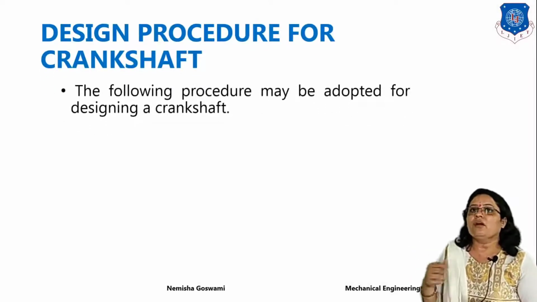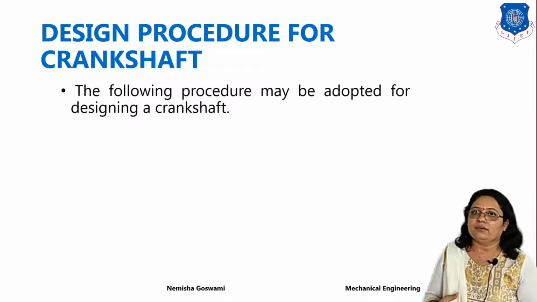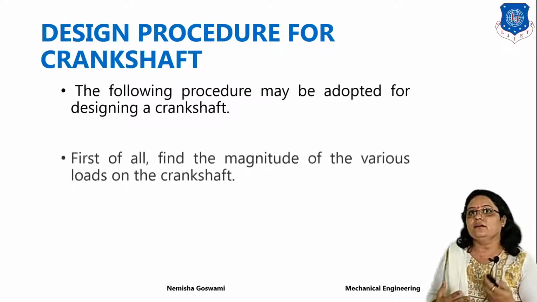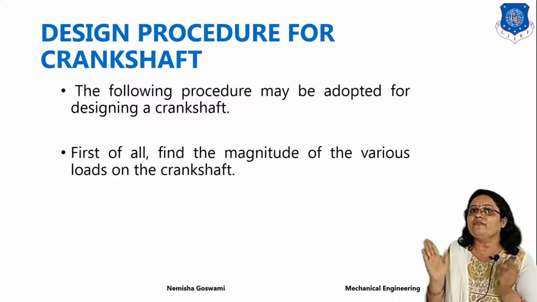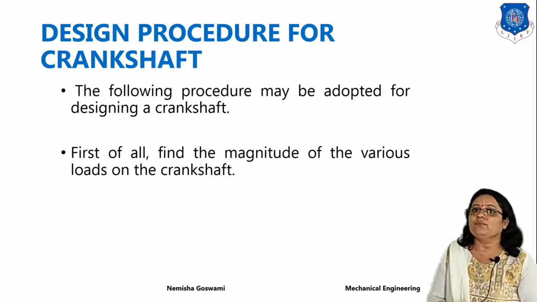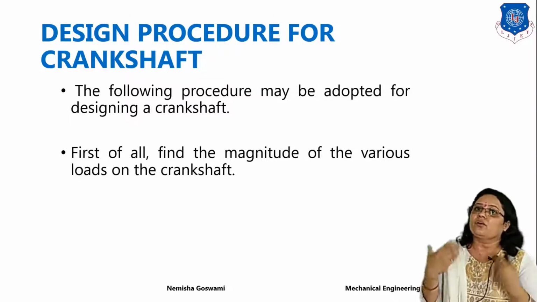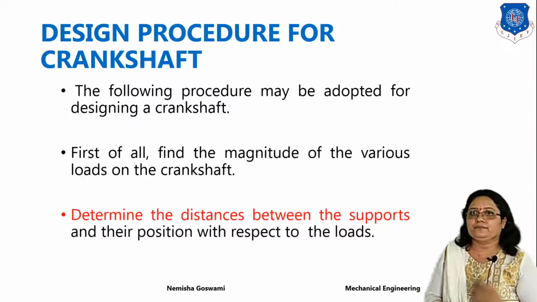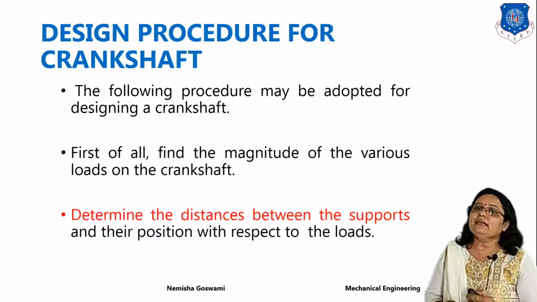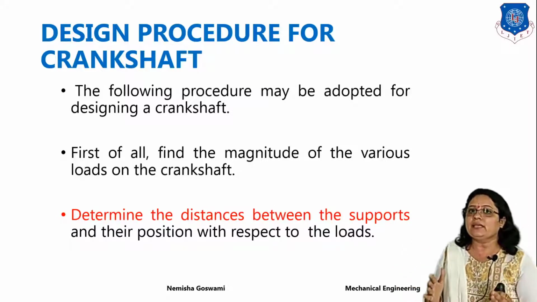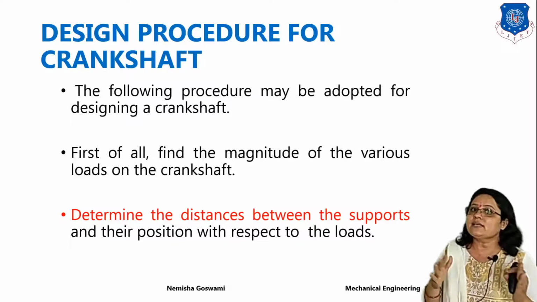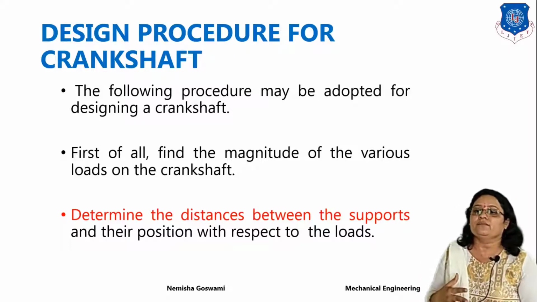Now, what is the design procedure for the crankshaft? First of all, we have to find out the various magnitudes of the forces or loads acting on the crankshaft. This is the first requirement. Second, we have to find out the distance between the supports, whatever supports we are using in the crankshaft, and their position with respect to the different loads.